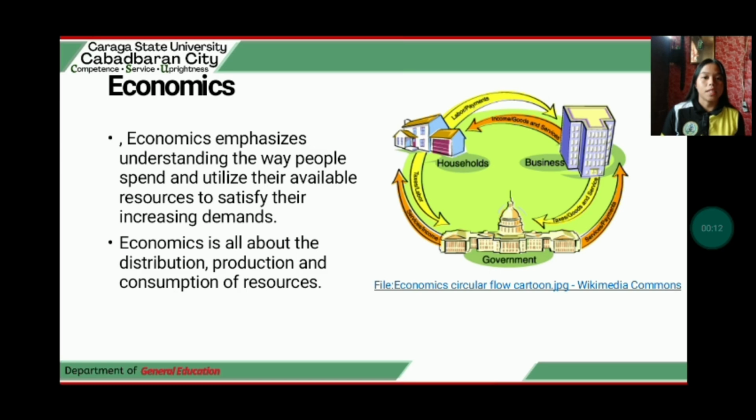Economics. Economics emphasizes understanding the way people spend and utilize their available resources to satisfy the increasing demands. Economics is all about the distribution, production, and consumption of resources. So economics is classified as a social science because it employs scientific methods to develop theories that can help explain the behavior of individuals, groups, and organizations. Economics attempts to explain economic behavior that occurs when scarce resources are exchanged.